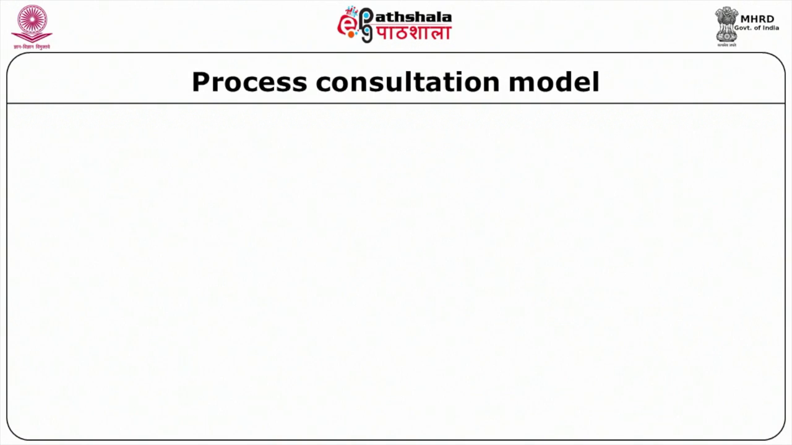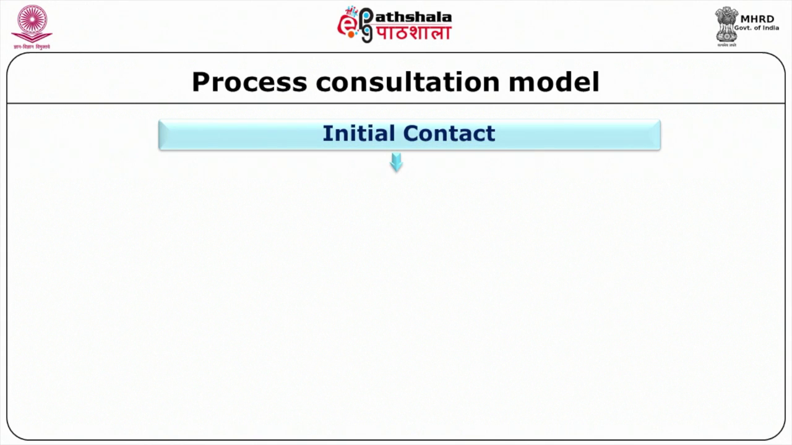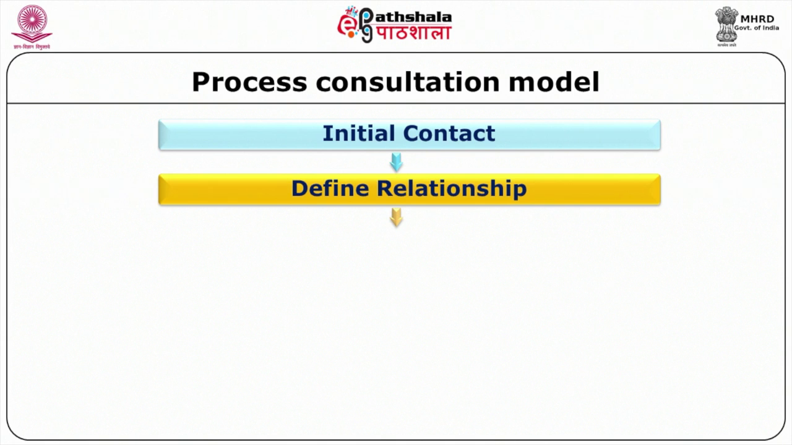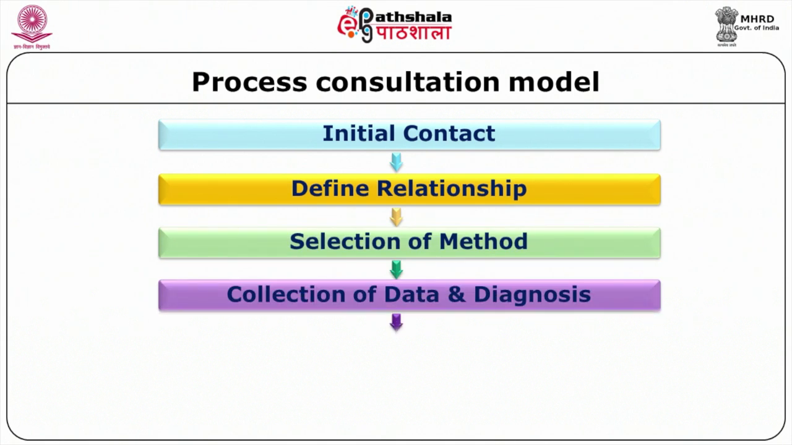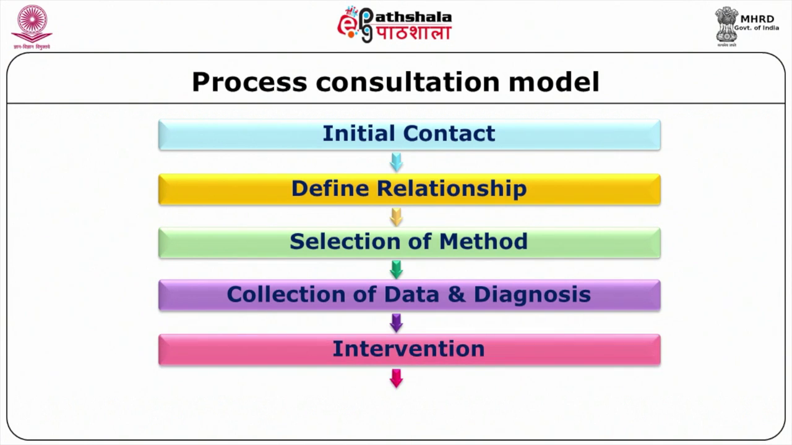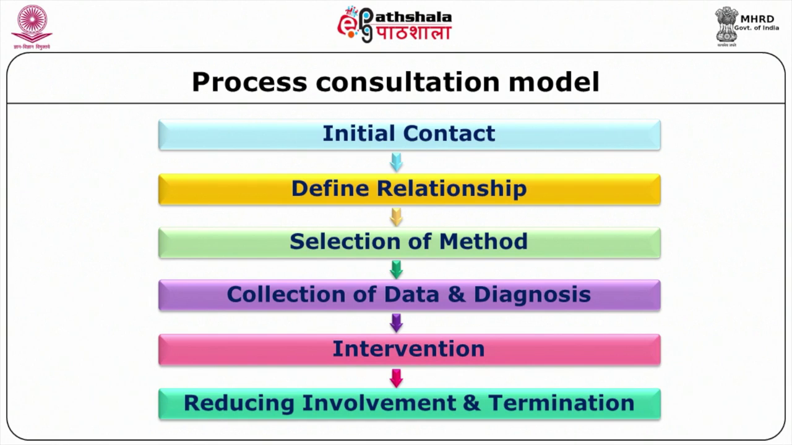The procedure of the process consultation is presented in the form of a model which goes like this. First, we have the initial contact. Later, we define relationship. Then, selection of a method. Collection of data and diagnosis. Having the intervention program. And reducing involvement and termination of the consultant.